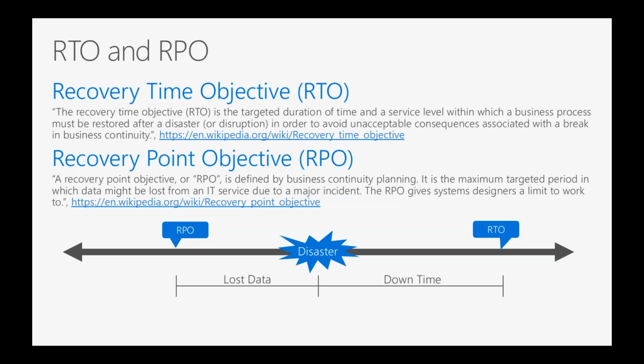Now on the other side, it's the recovery point objective. So this is how much data can you tolerate losing at the point of a disaster, right? So how far back? Is it 5 minutes back? Is it 10 minutes back? Is it an hour back? Is it a day back?